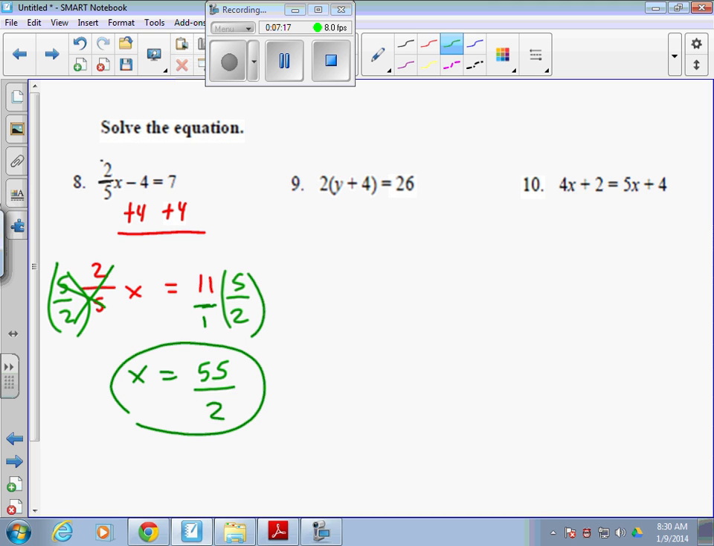For number 9, you have to simplify before you can undo stuff. You have to simplify using the distributive property. 2 times y is 2y. 2 times 4 is plus 8. Equals 26. Now it's time to start undoing things. Undo addition and subtraction first by subtracting 8. Do the same here. 2y equals 18. And then get rid of 2 times something by dividing by 2. y equals 9.